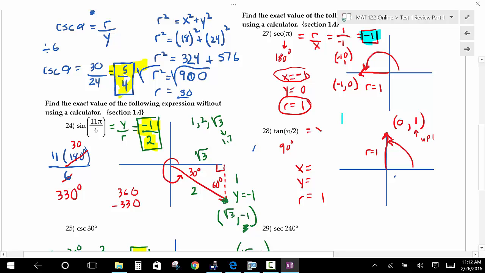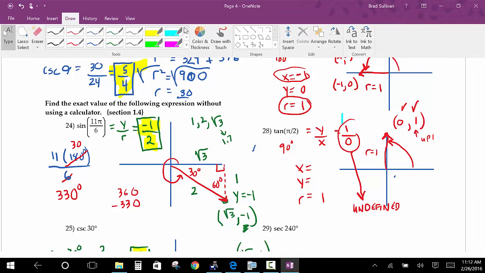Okay, the tangent's definition is y over x. So if you look at your diagram, y is 1, x is 0, so you have 1 over 0. So what's the deal with 1 over 0? You can't divide by 0. So that means that this trig function is undefined at this point. So you can't divide by 0.